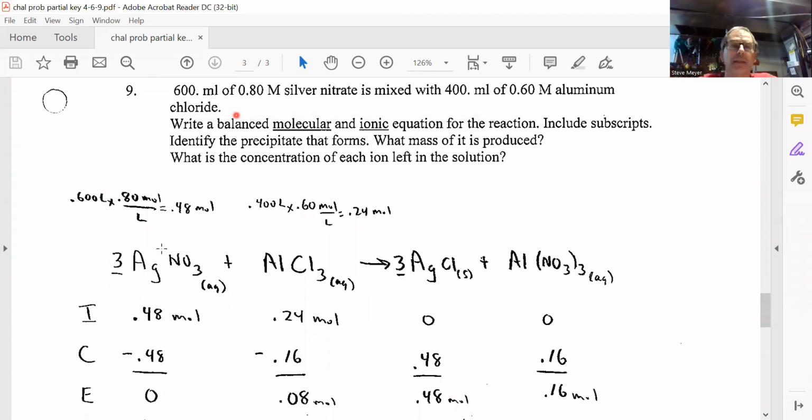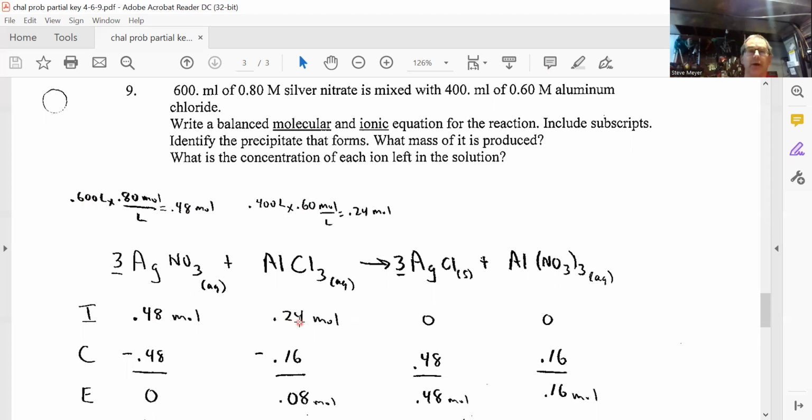Okay, well, I have 2 reactants, and I'm given liters and molarity for both of them. And unless you have the perfect amounts of each, you're probably going to have an excess of one, and the other one's going to be the limiting reactant. So I'm going to look at this, and I'm going to say, oh, liters times molarity, 0.6 is the liters, and I get 0.48 moles here. Liters and molarity, I get 0.24 moles here.